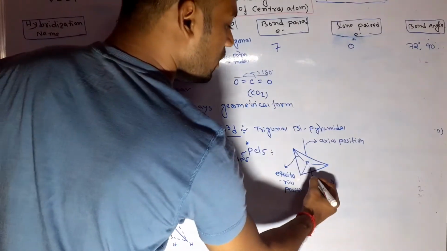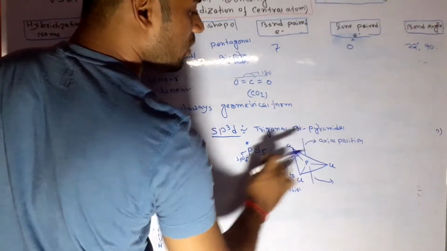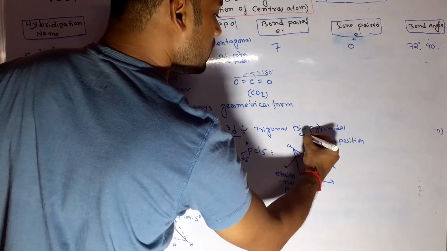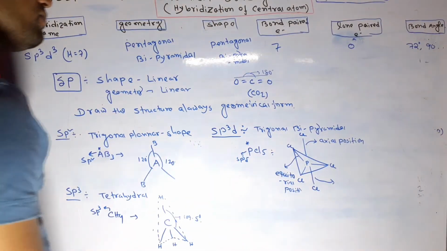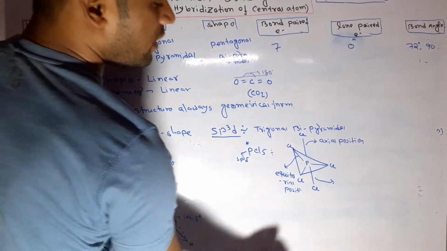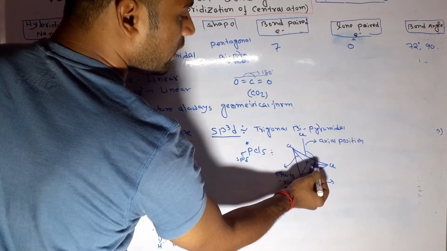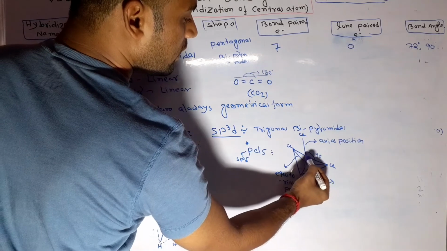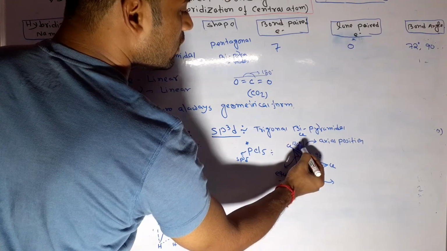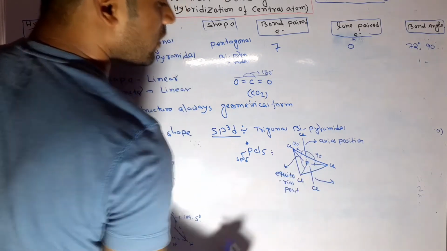PCl5 has 5 surrounding atoms, each Cl. First the 3 equatorial positions are occupied by 3 chlorine atoms, then the 2 remaining chlorine atoms take the upper and lower portions. This is the structure of trigonal bipyramidal. What is the PCl bond angle? There are two bond angles, 90 degrees and 120 degrees. This is the 90 degree, this 90 degree, and this is the 120 degree bond angle.